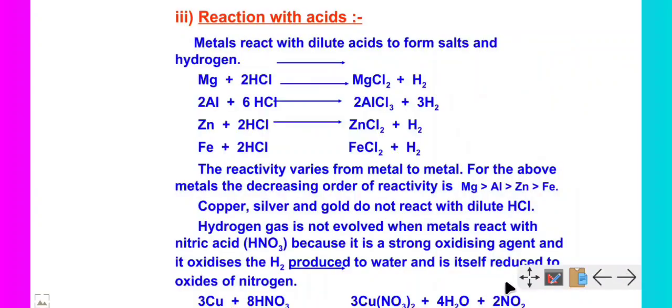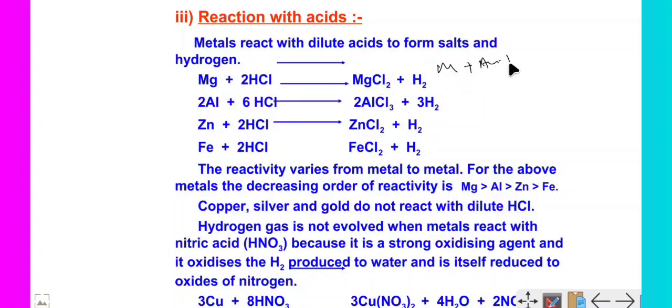Moving on, what is the reaction of metals with acids? If metals react with acids, then salt will be formed and hydrogen gas will be liberated. In our case, magnesium reacts with hydrochloric acid to form magnesium chloride. Similarly, aluminum reacts with hydrochloric acid to form aluminum chloride. Zinc reacts with hydrochloric acid to form zinc chloride.